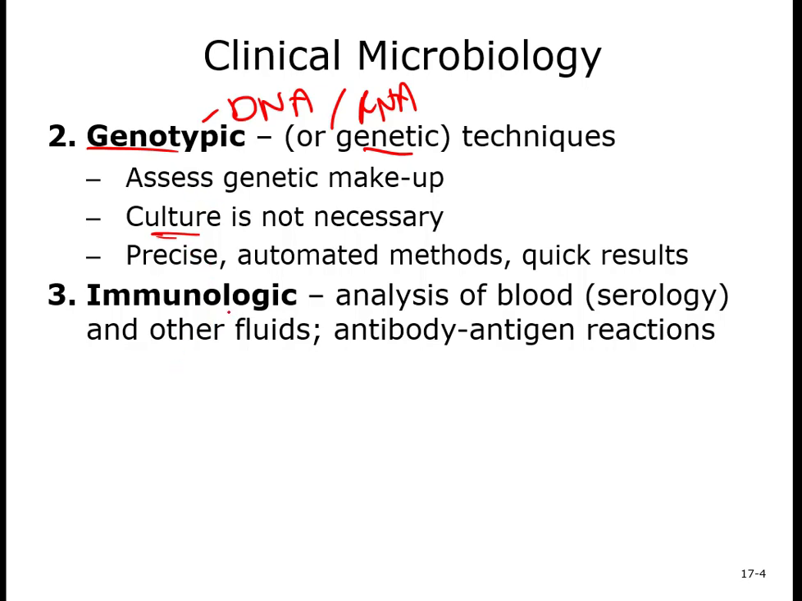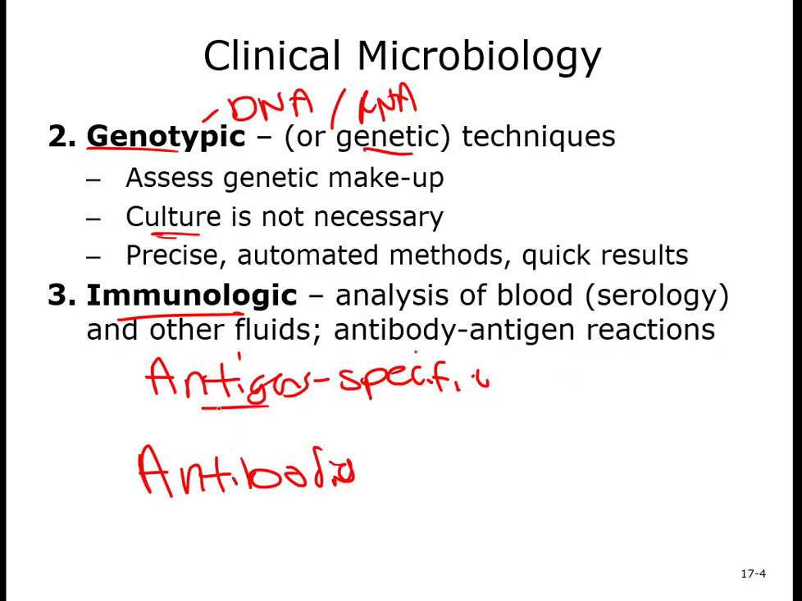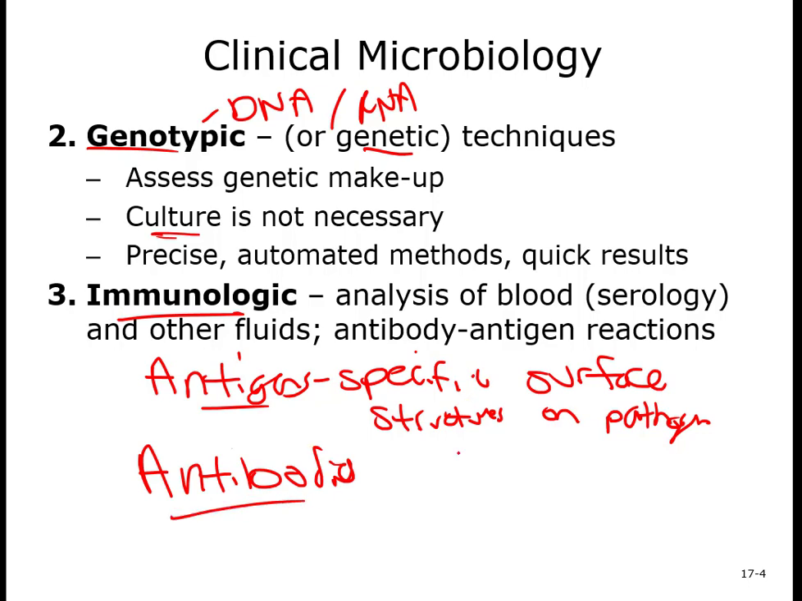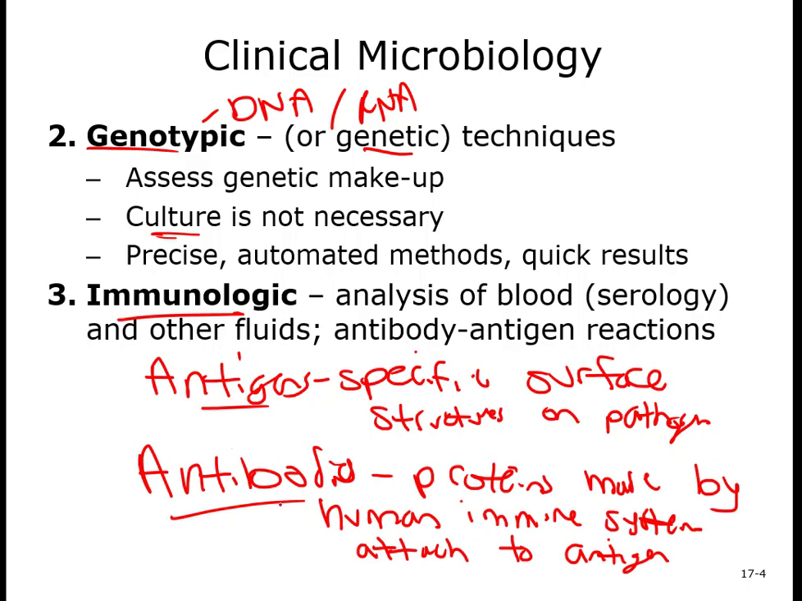The third group is immunological testing. This testing relies on antigens and antibodies. Antigens are specific surface structures found on the pathogen. Often they are a protein associated with the pathogen on its surface, like its pili, its flagella. Maybe it could be its capsule, which is a polysaccharide. Antibodies are proteins made by our human immune systems that will specifically attach to antigens. And when an antibody binds to the antigen, this targets the antigen for destruction by the human immune system.